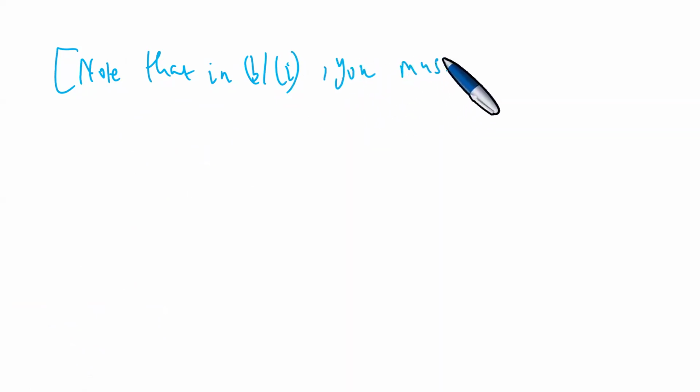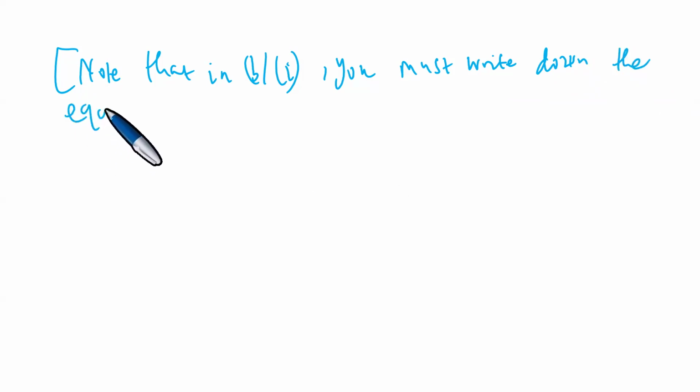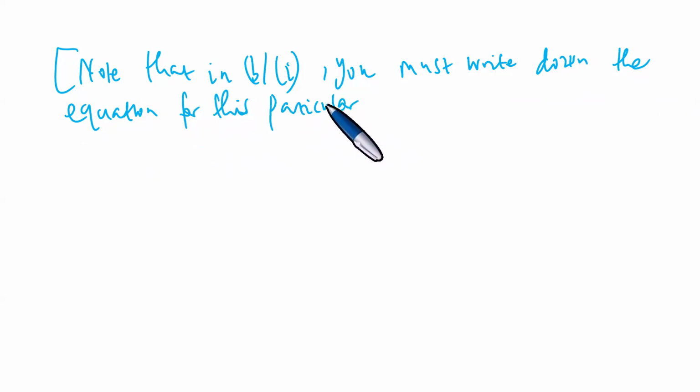You must write down the equation for this particular problem. Right, so we have seen already that in B, Roman figure 1, we did the row-wise, column-wise thing. You must write down the equation for this particular problem, which is what we've done.